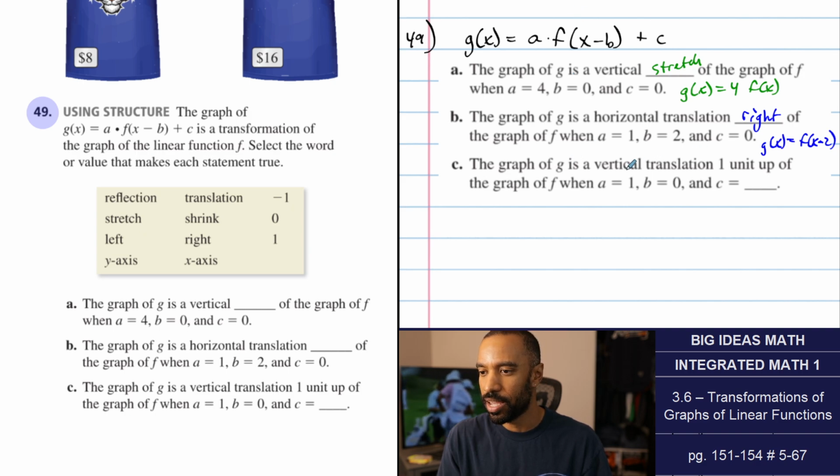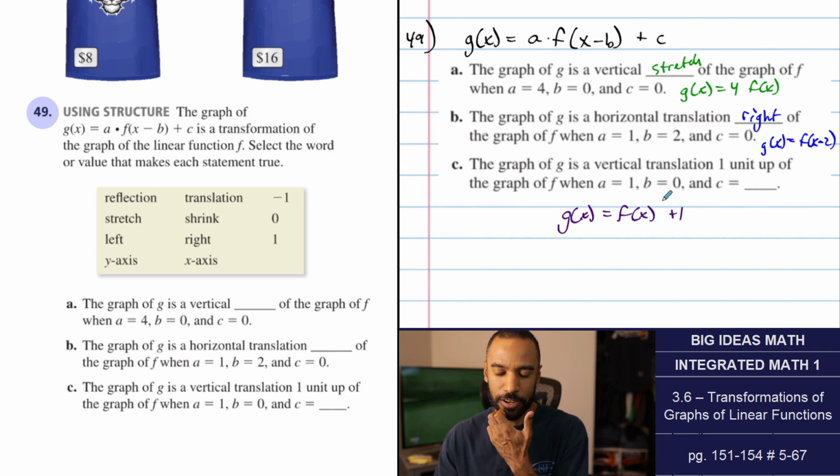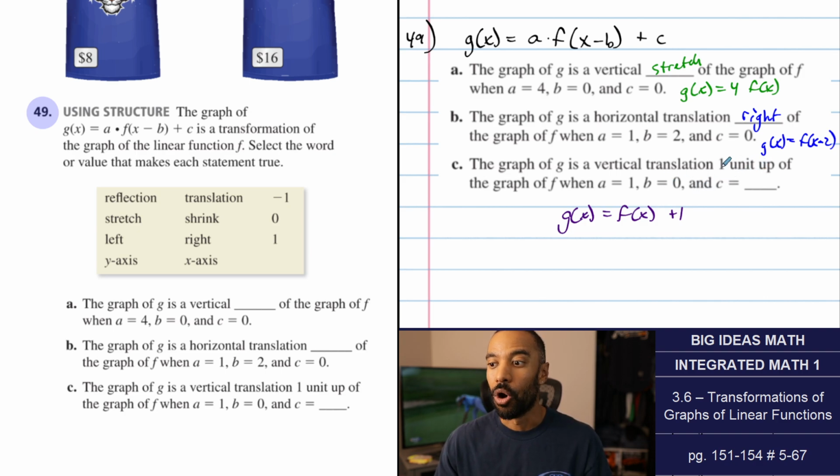And then part C, a vertical translation 1 unit up. A is 1, again no change there. B is 0, no change. C is added, 1 unit up. So this is going to look like g of x equals f of x plus 1. And outside the function is vertical indeed, and we are going up. Oh, they did say up. Oh, 1 unit up is c equals 1. Got it. I kind of answered it without realizing I answered it. Yes, 1 unit up looks like the c value is going to be 1.